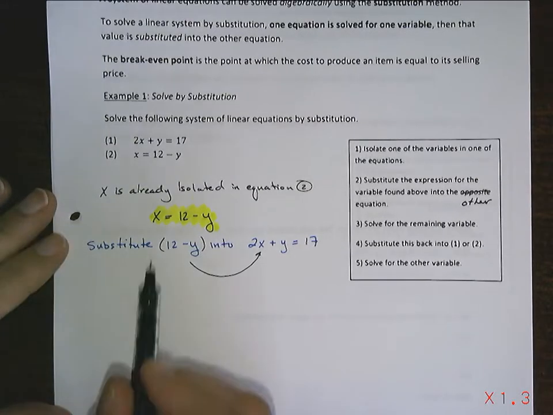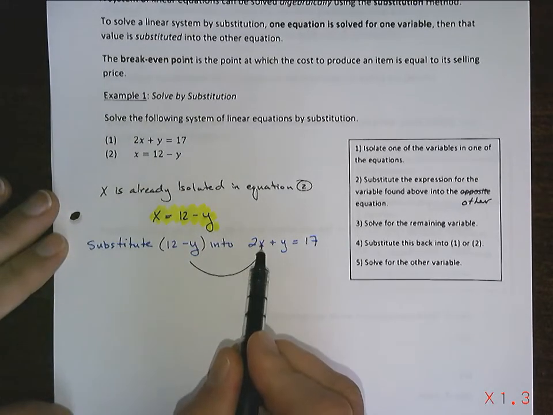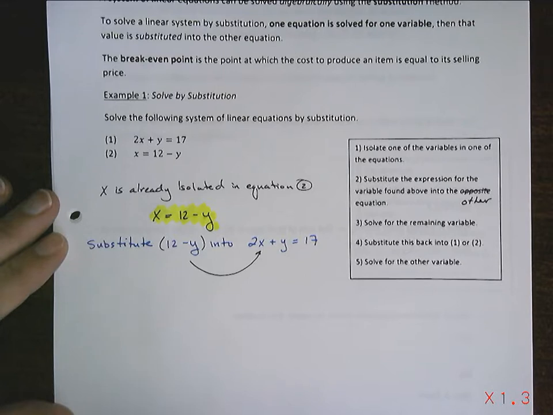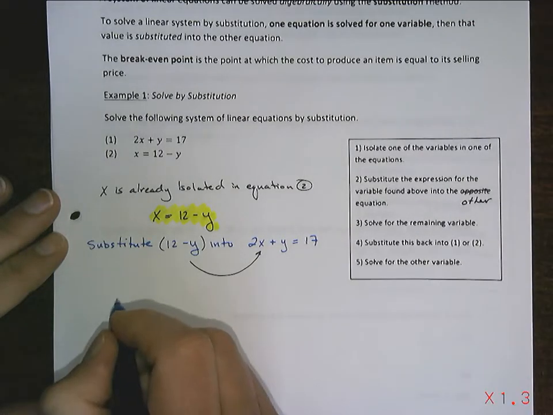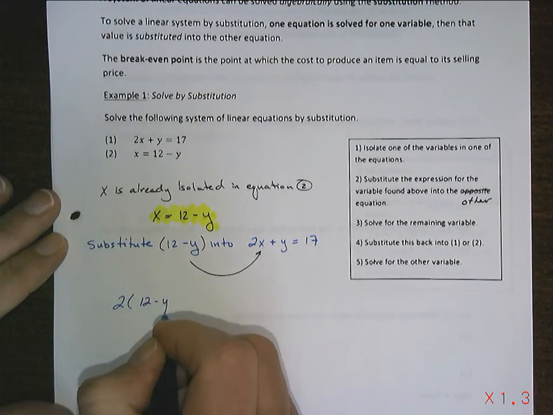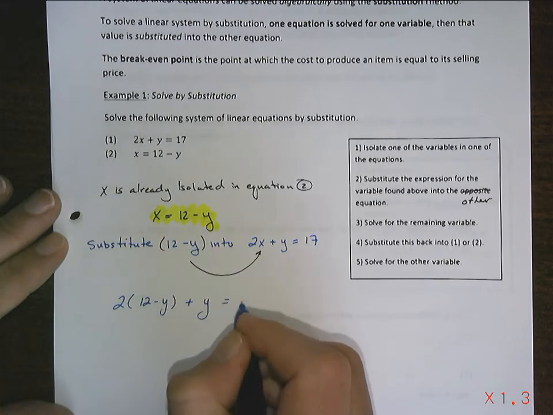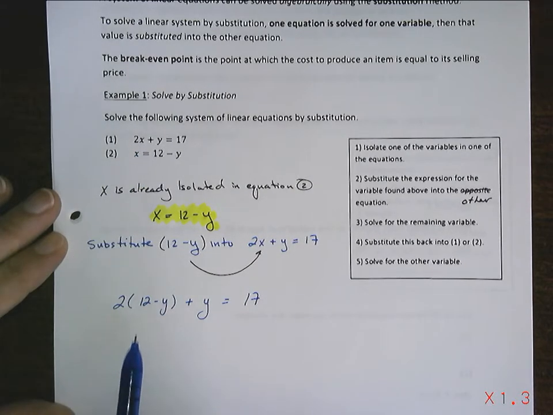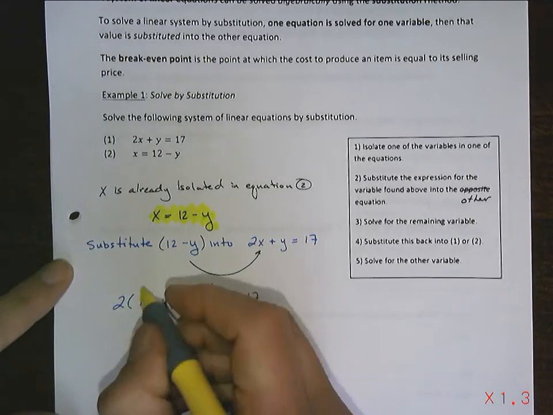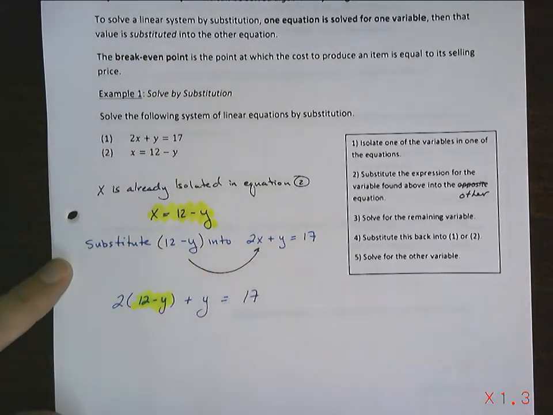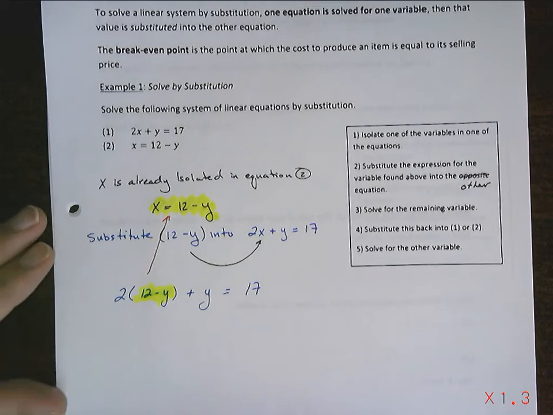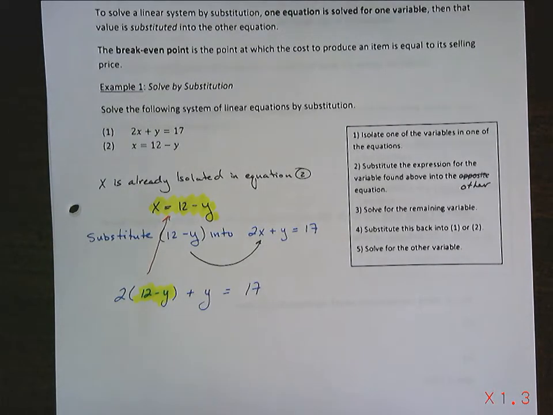So what's happening is, instead of x, we're going to take the x and we're going to replace it with 12 minus y, because that's what it was equal to. So you're going to get 2(12 minus y) plus y equals 17 instead of 2x plus y. So instead of 2x, I'm replacing the x part with what the x equals, which is the 12 minus y part. That's called substitution. You substituted something in for the x. That's why it's called the substitution method, and that's why it works.